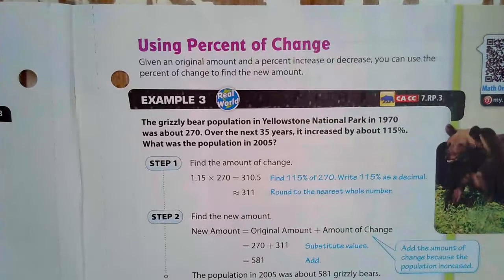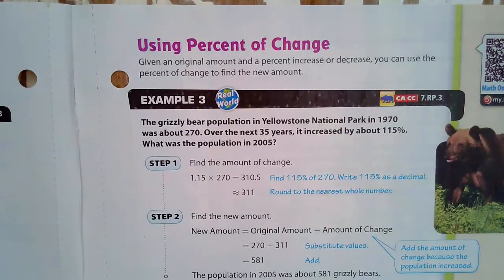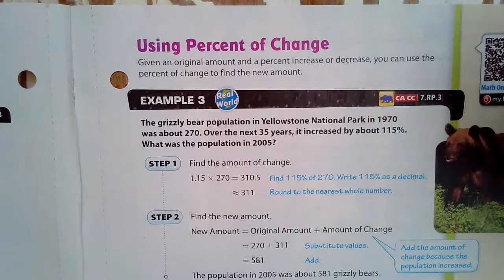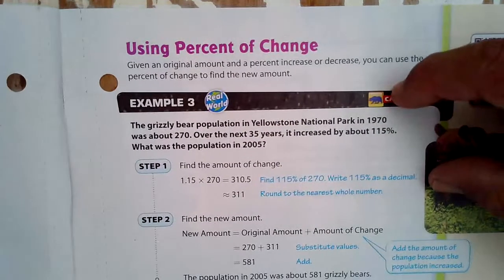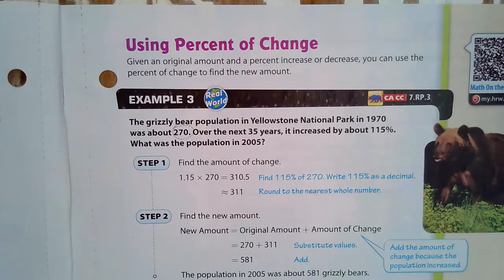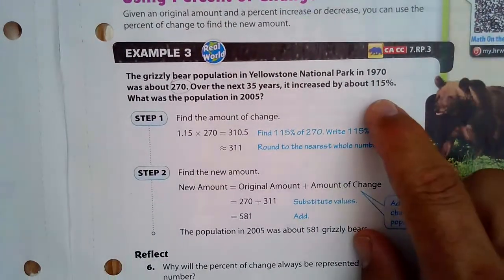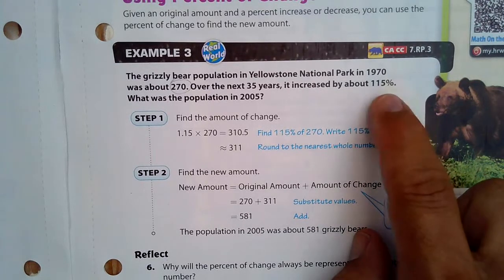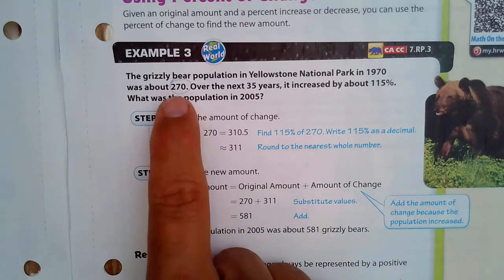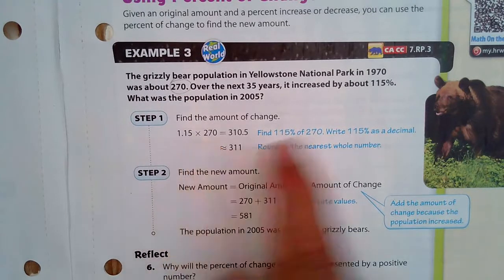Given an original amount and a percent increase or decrease, you can use the percent of change to find the new amount. Grizzly bear population in Yellowstone National Park in 1970 was about 270. Over the next 35 years, it increased by about 115%. What is the population in 2005? Well, find the amount of change. We know the percent of change. Let's apply that. So our original 270, and we have to multiply it by 115%.